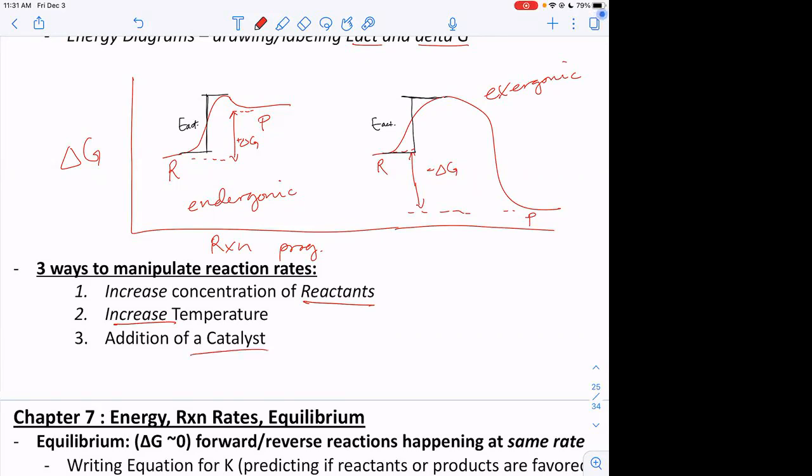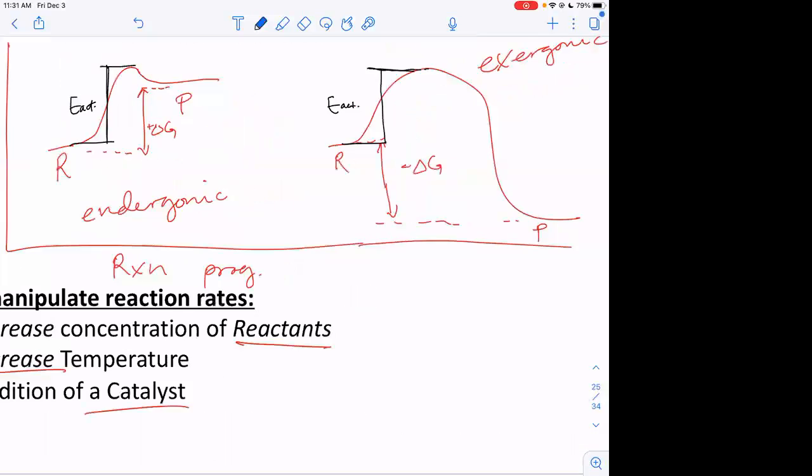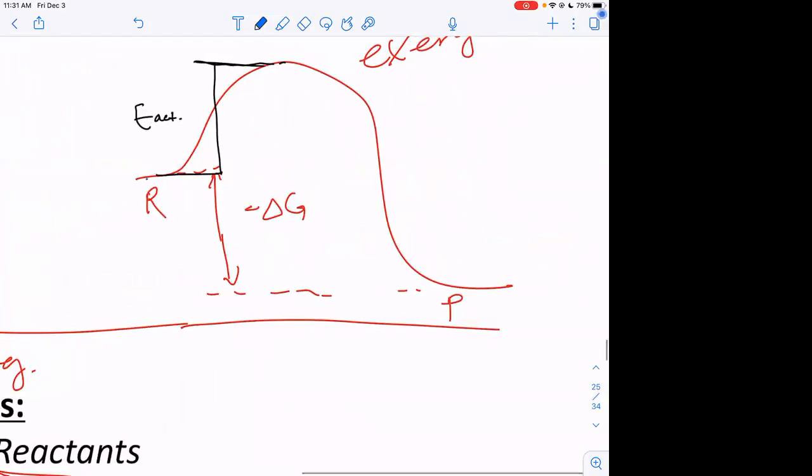Or you could add a catalyst. All a catalyst does is, what does a catalyst do? It lowers the activation energy. So if we added a catalyst to this reaction right here, we'd start out at the same spot, but our activation energy would just be lower. You see here, it would be a smaller activation energy compared to what I drew in the black.